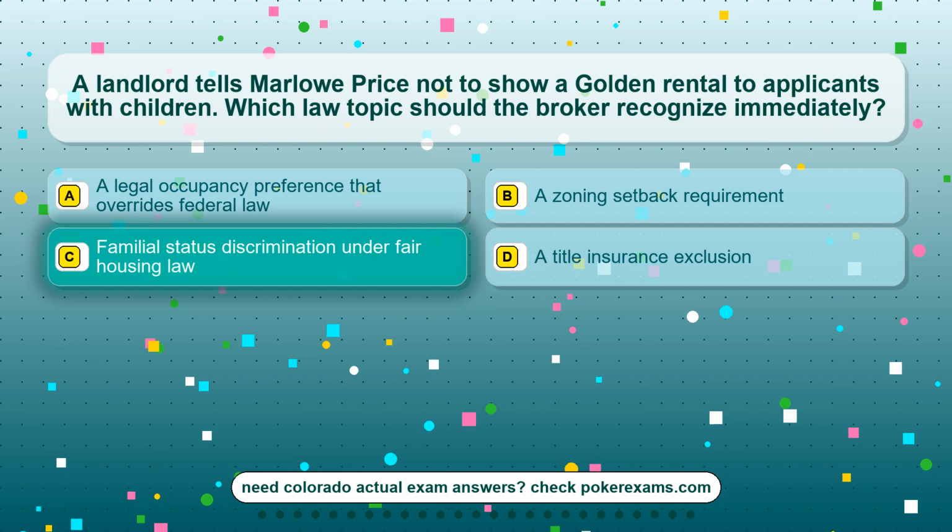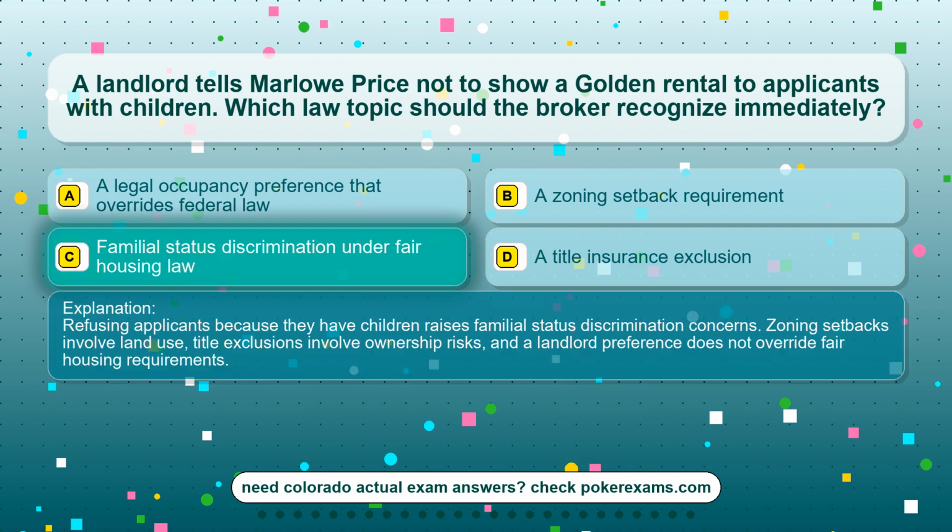The correct answer is option C, familial status discrimination under fair housing law. Refusing applicants because they have children raises familial status discrimination concerns. Zoning setbacks involve land use, title exclusions involve ownership risks, and a landlord preference does not override fair housing requirements.